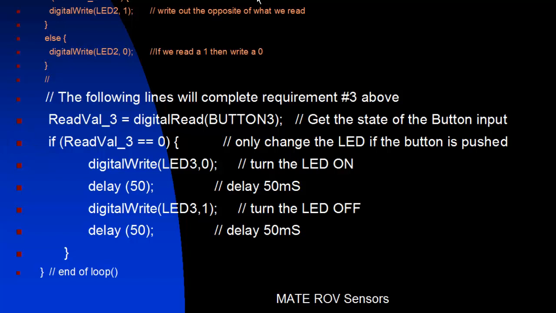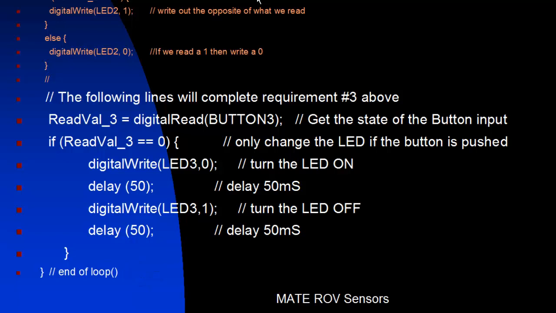In that case, I'll do a digital write to pin LED 3 with a value of 0. Delay 50 milliseconds. Then do a digital write to LED 3 with a value of 1, which turns the LED off, and then delay another 50 milliseconds. Curly bracket here is the end of the if statement, and then the next one is the end of the loop, and it will continue looping like this continuously until we stop the Arduino.